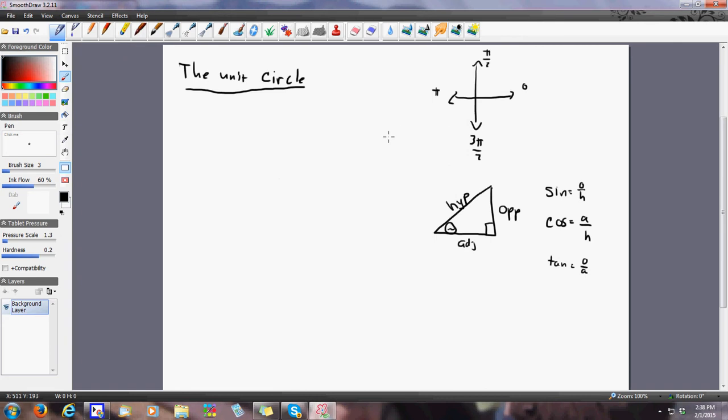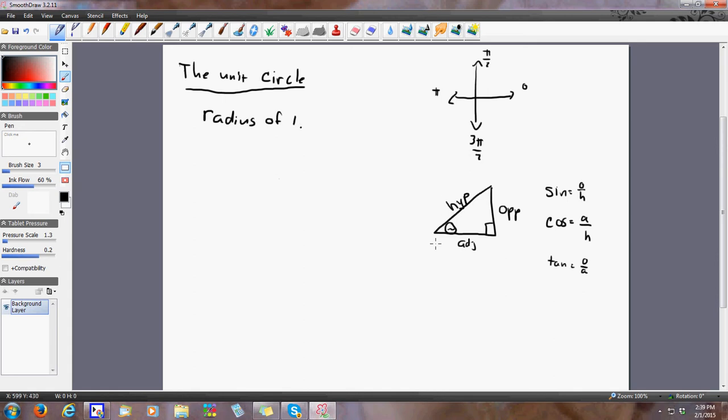Gonna do a quick lesson on the unit circle. What you need to know about the unit circle is that it has a radius of 1. And that's a very, very key point. Normally when we talk about trig, we say we have a right angle triangle, and let's say this is my angle, and I have an opposite side, an adjacent side, and a hypotenuse.